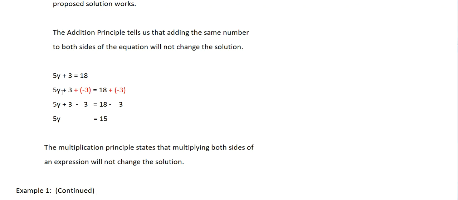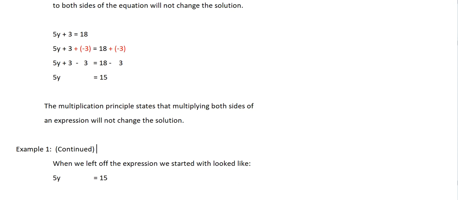So 5y plus 3 plus a negative 3 equals 18, and again, we have to do the same thing to both sides. So plus a negative 3. That becomes 5y plus 3 minus 3. And you're beginning to see why I chose negative 3. 18 minus 3. And let's go ahead and evaluate what we can. It ends up with 5y equals 15. Already, that's a much simpler expression.